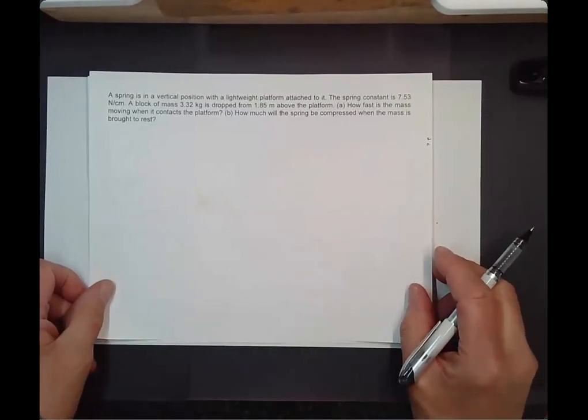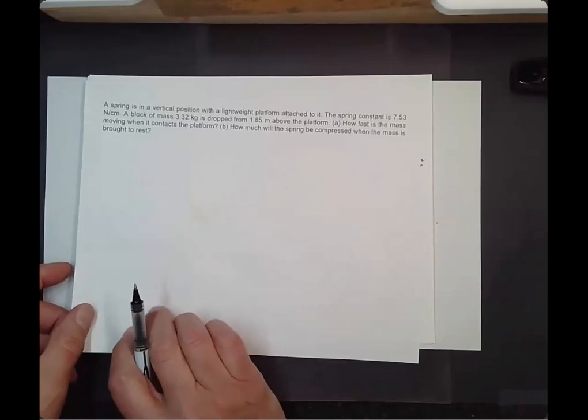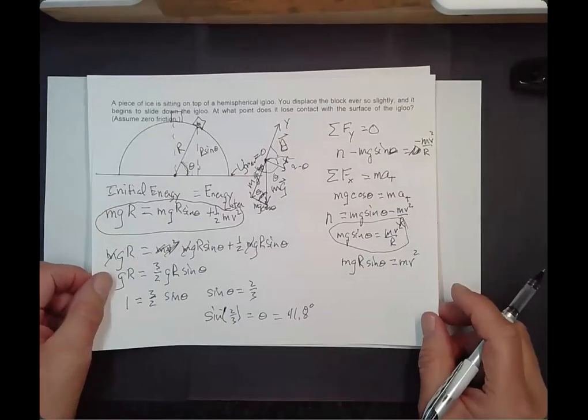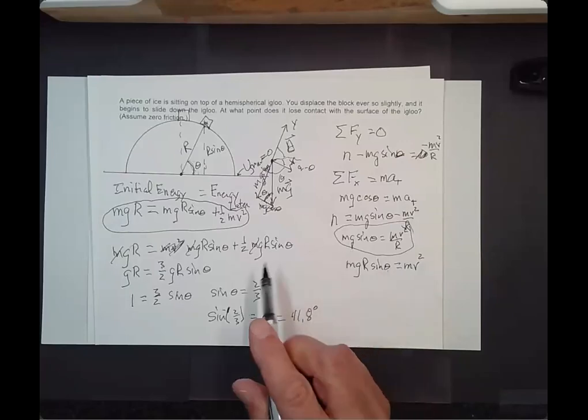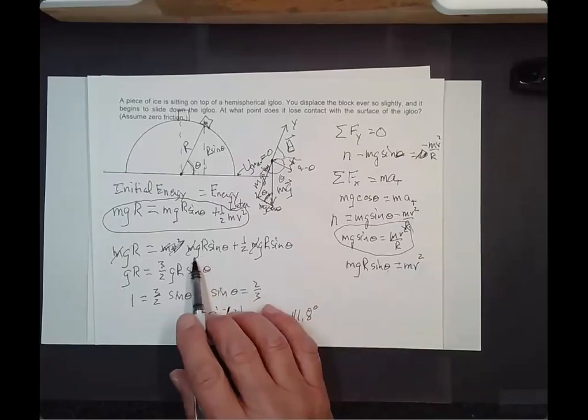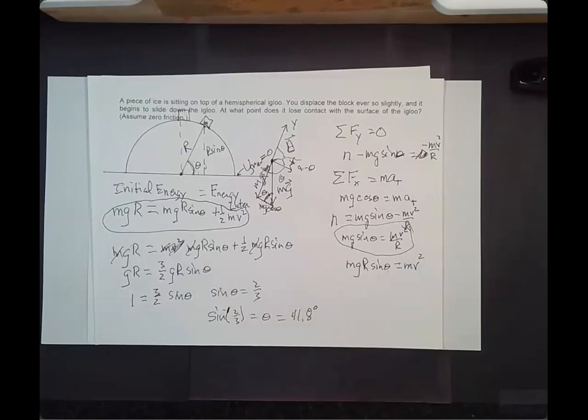Hey, Professor. Yes. So on that last problem, on the left side, when you divided by your mass to cancel out mass on both sides, could we just divide by the whole expression on the left and apply it to the whole equation? Yes, you could. You could divide by mgR, because there's an mgR in every term as well.